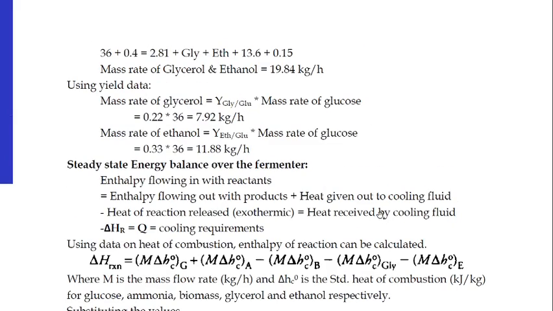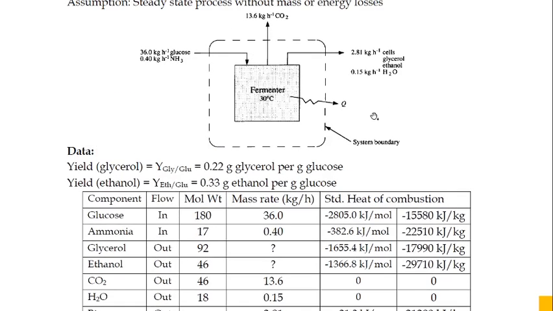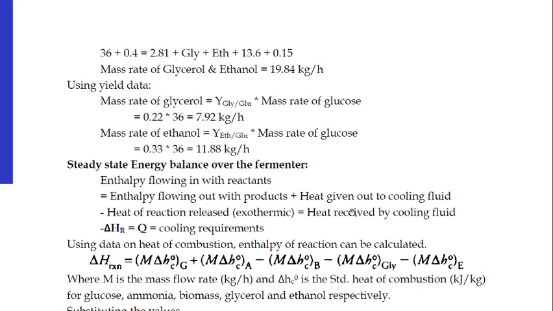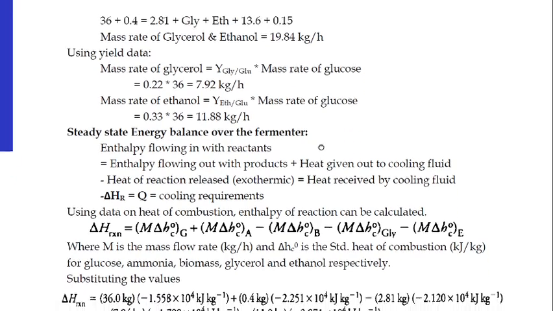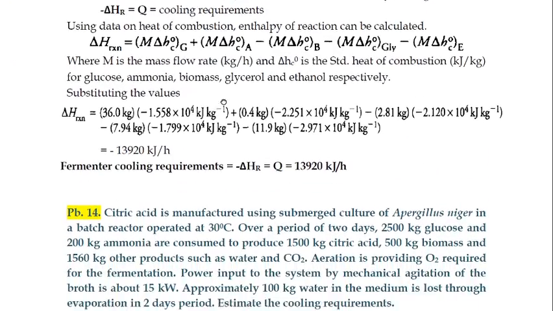So in this problem, what did we observe? We have seen the material balance. We have a fermenter in which an exothermic reaction is going on. You have to do the material balance first, so that you get to know the quantity of all components produced. Based on their heat of combustion data, you calculated the heat of reaction, and that will be equal to the cooling requirement, and based on that you have calculated the cooling requirement.